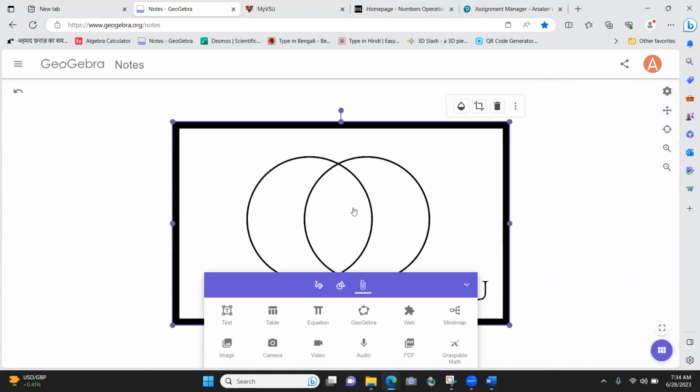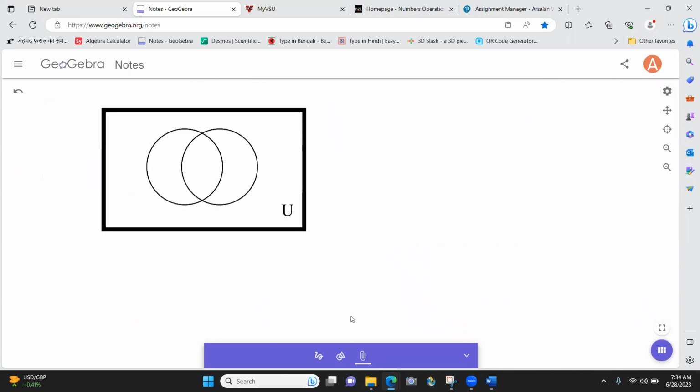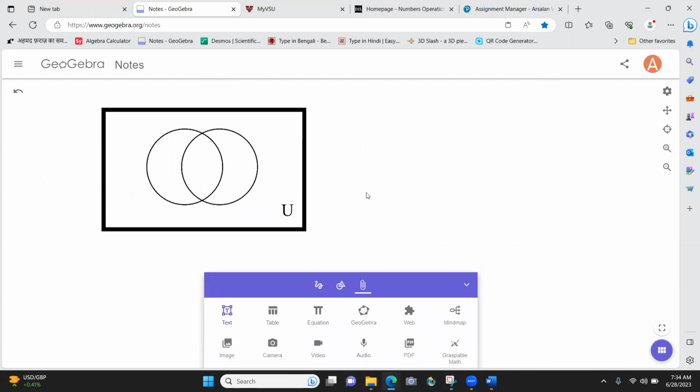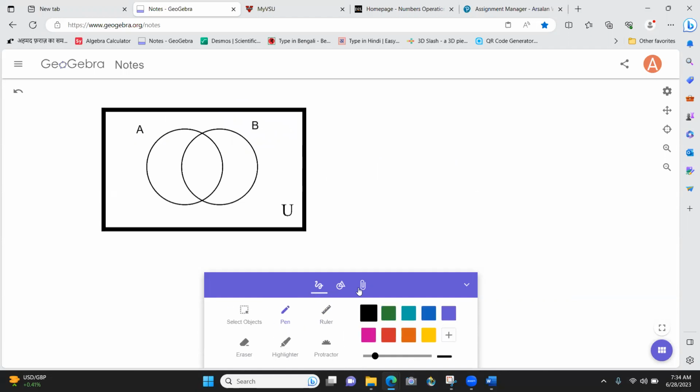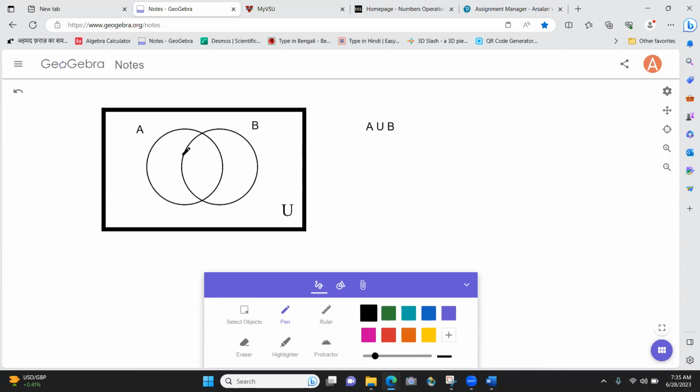A union B, let's say, when we draw two sets, we generally assume they overlap. If they don't overlap, there's nothing there. Let's say this set is A, the circle, and this set is B. So A union B would be, let me write it down. A union B will be all of A and all of B together. This is the representation of A union B. Everything in A, everything in B.